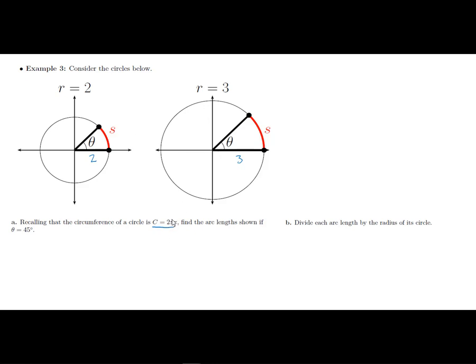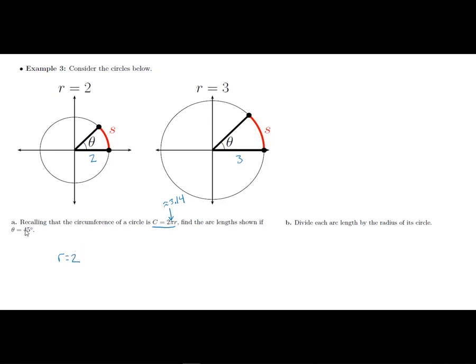Just real quick here, this value pi, remember it's approximately 3.14. You've probably used that many times in your past. Let's not do any approximating here. Let's just leave pi as the symbol because it's not exactly equal to 3.14. All right, so let's take this one at a time. Let's start with the circle of radius 2.